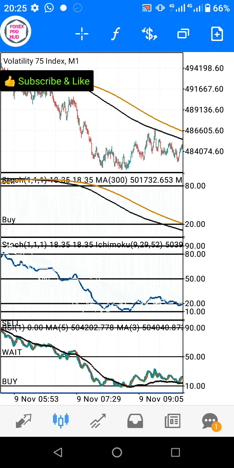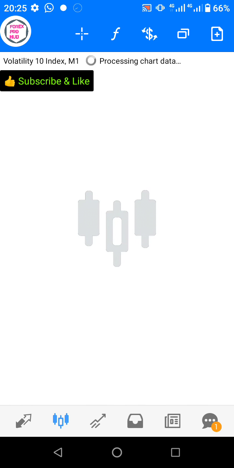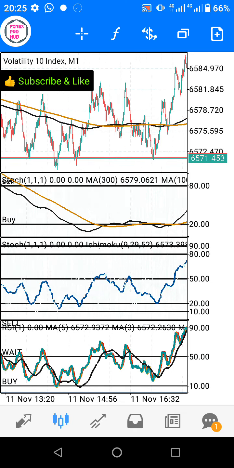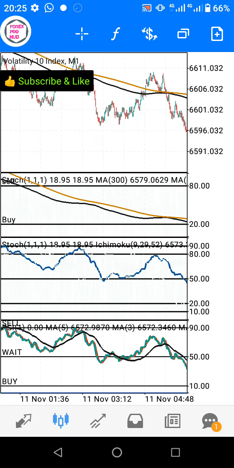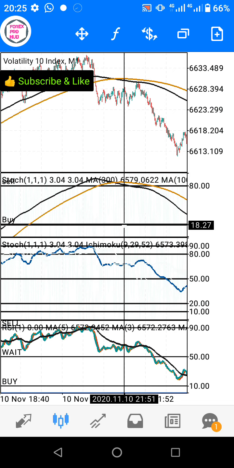Not just VIX 75, other indices also work here. For instance, let's go to VIX 100, VIX 10. Sorry, you see the same thing happen here. VIX 10, the same thing happens. You see, this is a crossover.